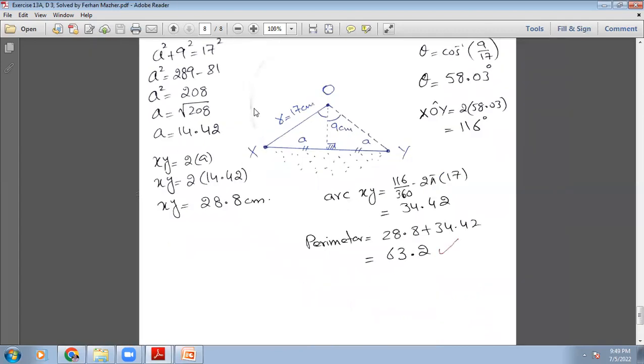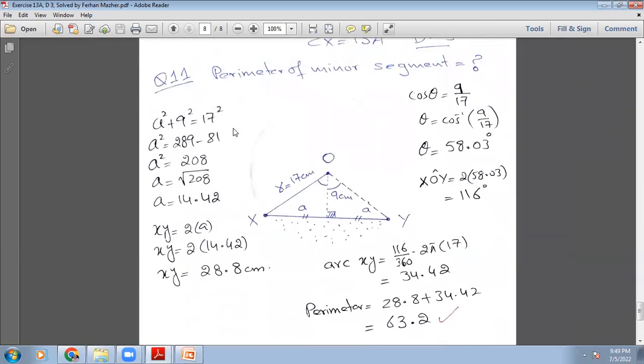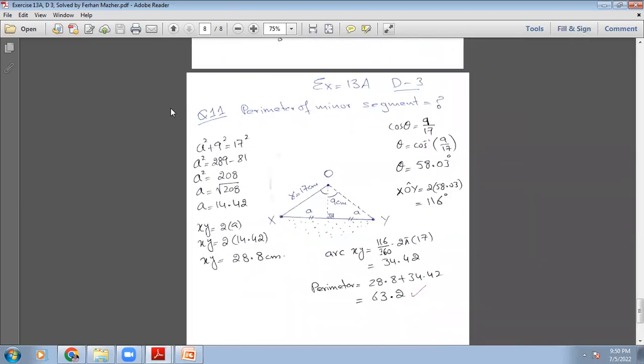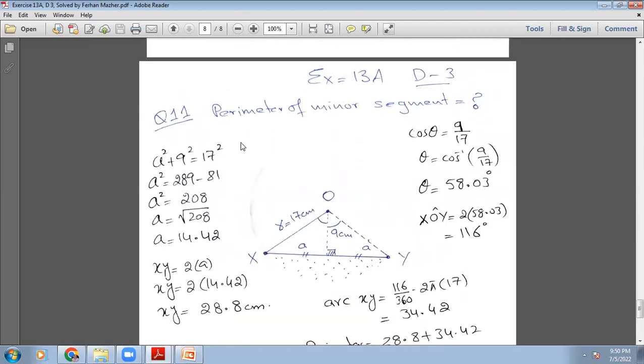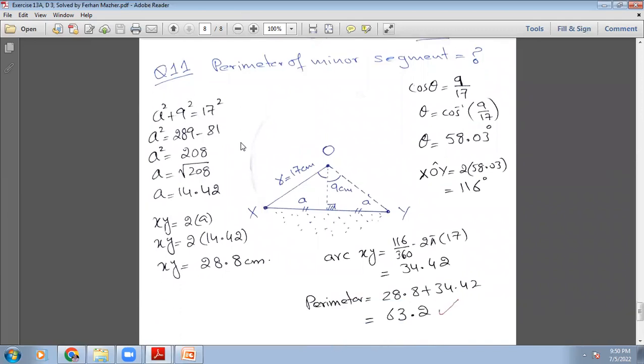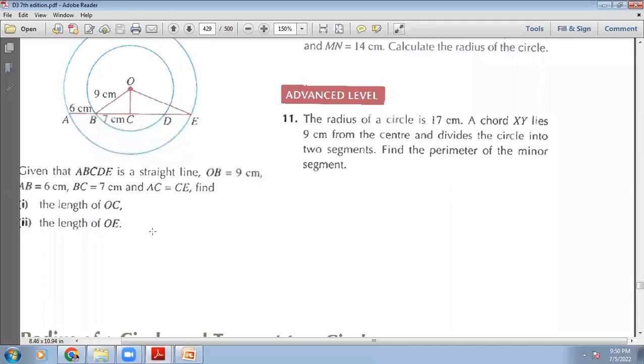I hope that you have understood this question. Question number 11 of exercise 13A from the book D3, New Syllabus Mathematics, 7th edition, which was the last question of this exercise, is showing up on your screen. You can pause the video and take your time and absorb that question. I hope that you have understood this question.